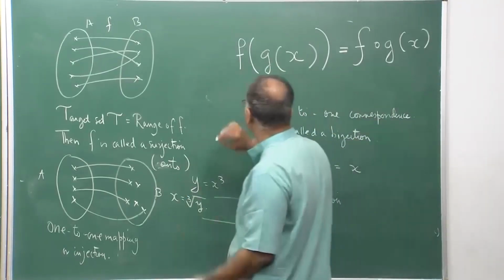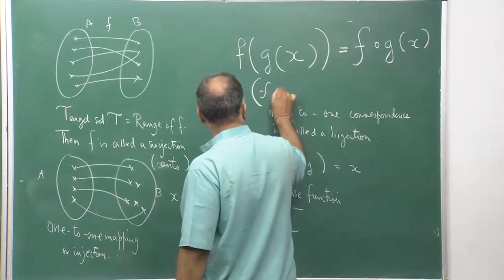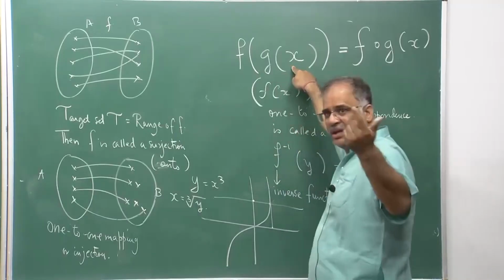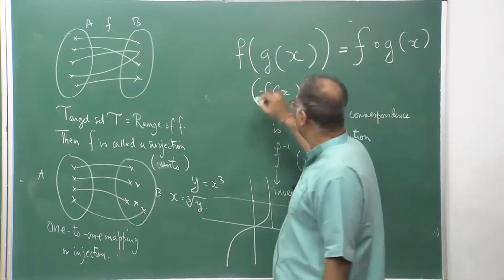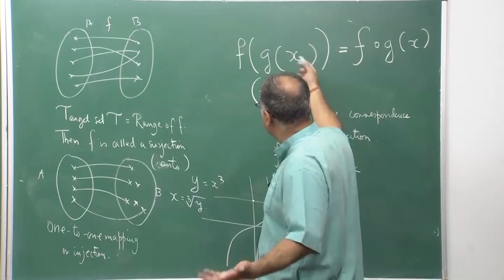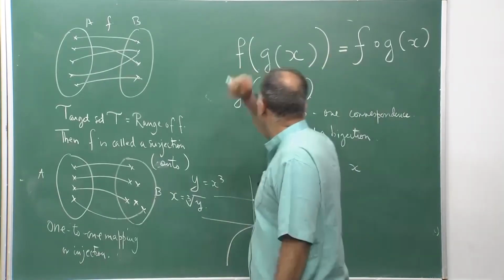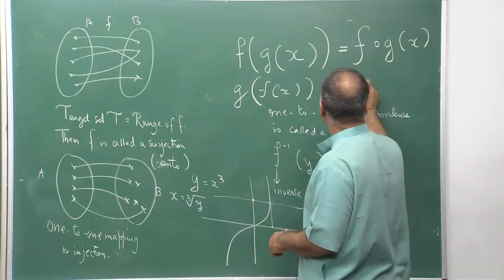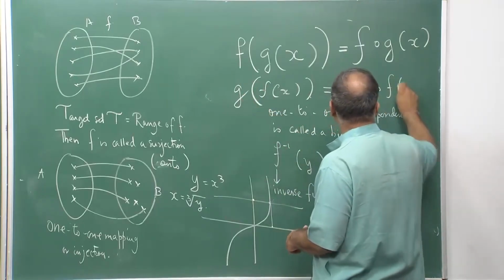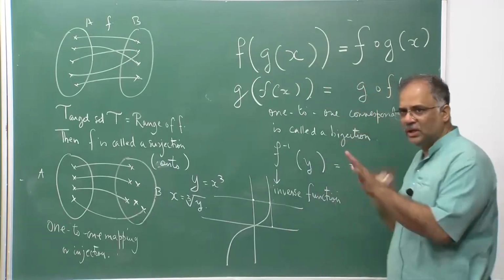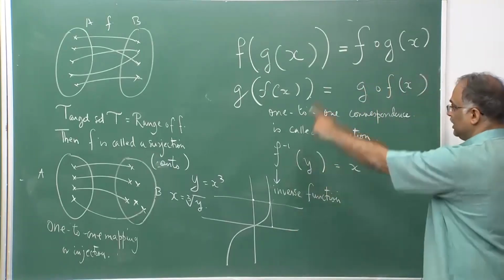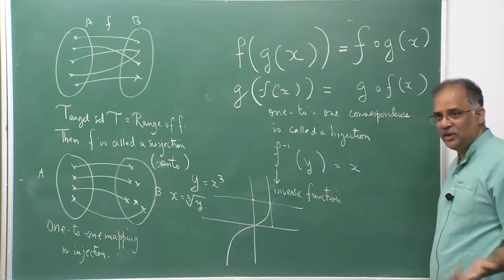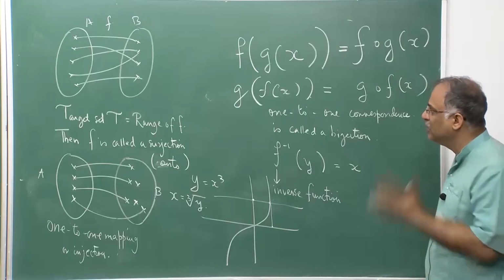Similarly, it could be the opposite one. Suppose I first operate f on x, assuming x is in the domain of f, and then I operate g. Then I write this as g composed with f on x, sorting out the domain and codomain issues. But then are these two the same? It looks as if you are multiplying two functions, but they are not the same.